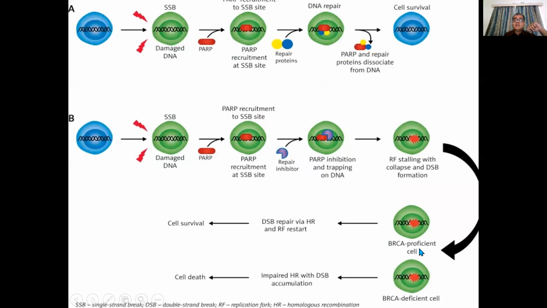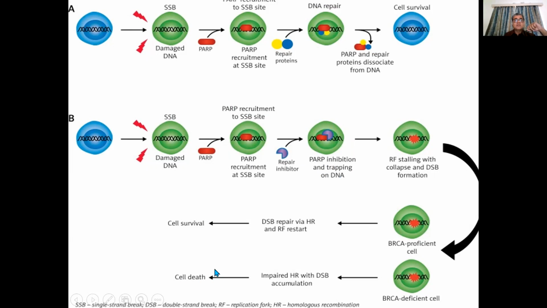And then in BRCA mutated patients, what happens is, BRCA is also unable to repair these double stranded DNA breaks, and the cell goes on to cell death. So especially in germline or somatic BRCA mutated patients, if you block the PARP, there is no mechanism by which the DNA damage can be repaired, and the tumor cell goes on to cell death.